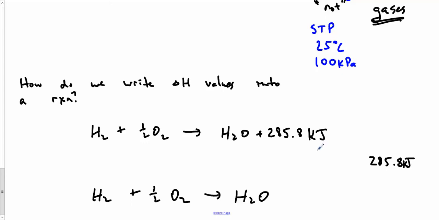The other way to do this is, instead of actually writing it as part of the equation here, instead we come over here and we write delta H off to the side, minus 285.8 kilojoules. Because heat is being given off, it's got a minus sign. If heat was being absorbed, I would put a plus sign and I would have this number over on the left side of the arrow. So there's two ways to write this energy value into a reaction.